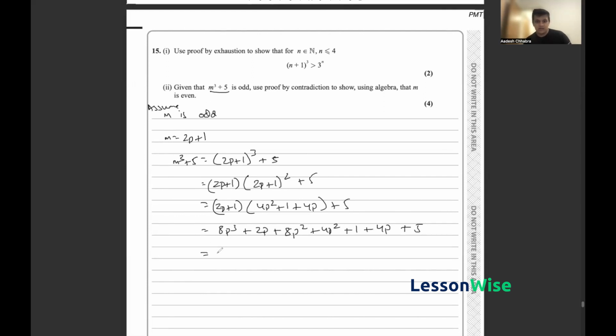Just join all the like terms together. So we have 8p^3 + 12p^2 + 6p + 6. So from this, we can see that since all of these terms are even, this whole equation has to be even. And this thus proves by contradiction that m is also even. By contradiction. Okay, and that concludes it for question 15.